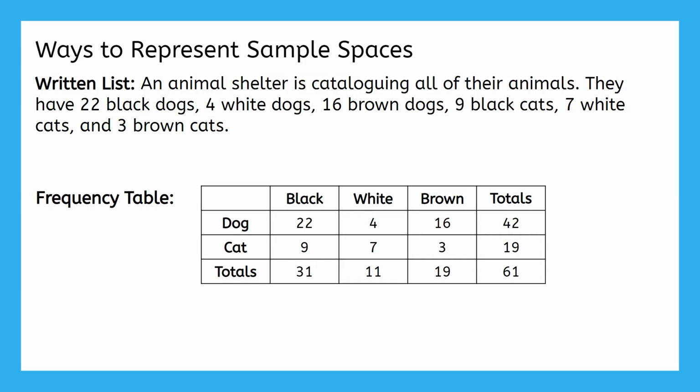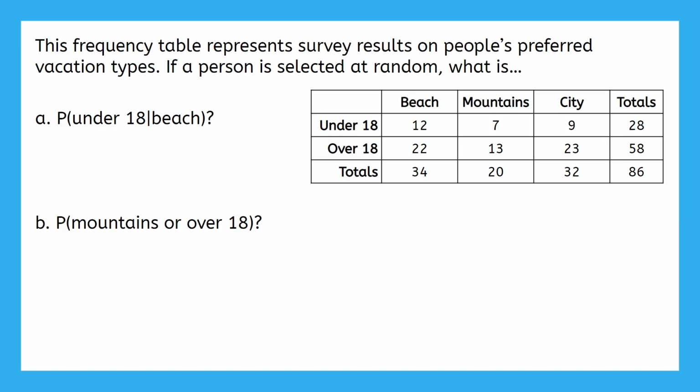Let's practice interpreting these with a couple of example problems. Our first example problem says this frequency table represents survey results on people's preferred vacation types. If a person is selected at random, what is A, P of under 18 given beach, and B, P of mountains or over 18? And we have our nice frequency table here where the rows represent age and the columns represent the type of vacation.